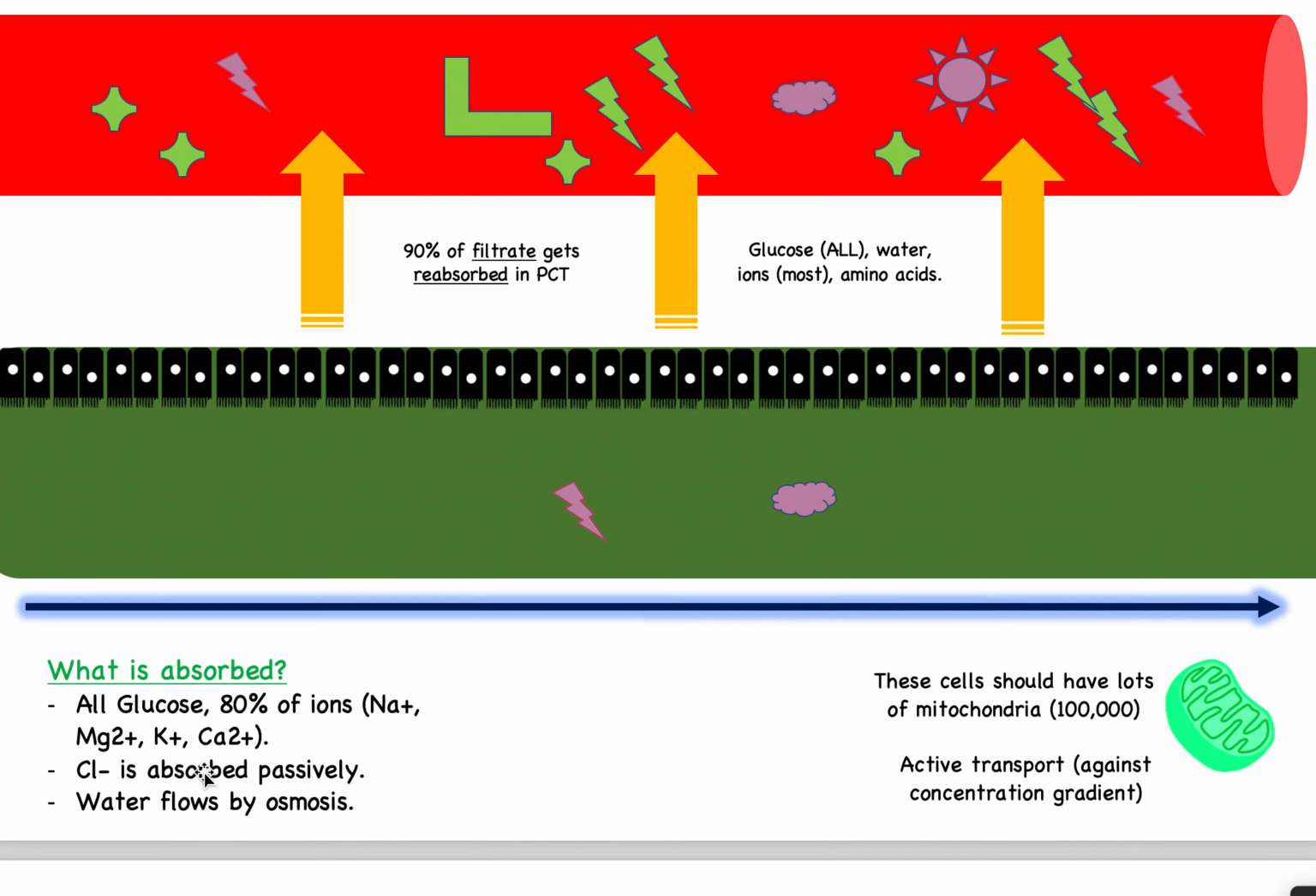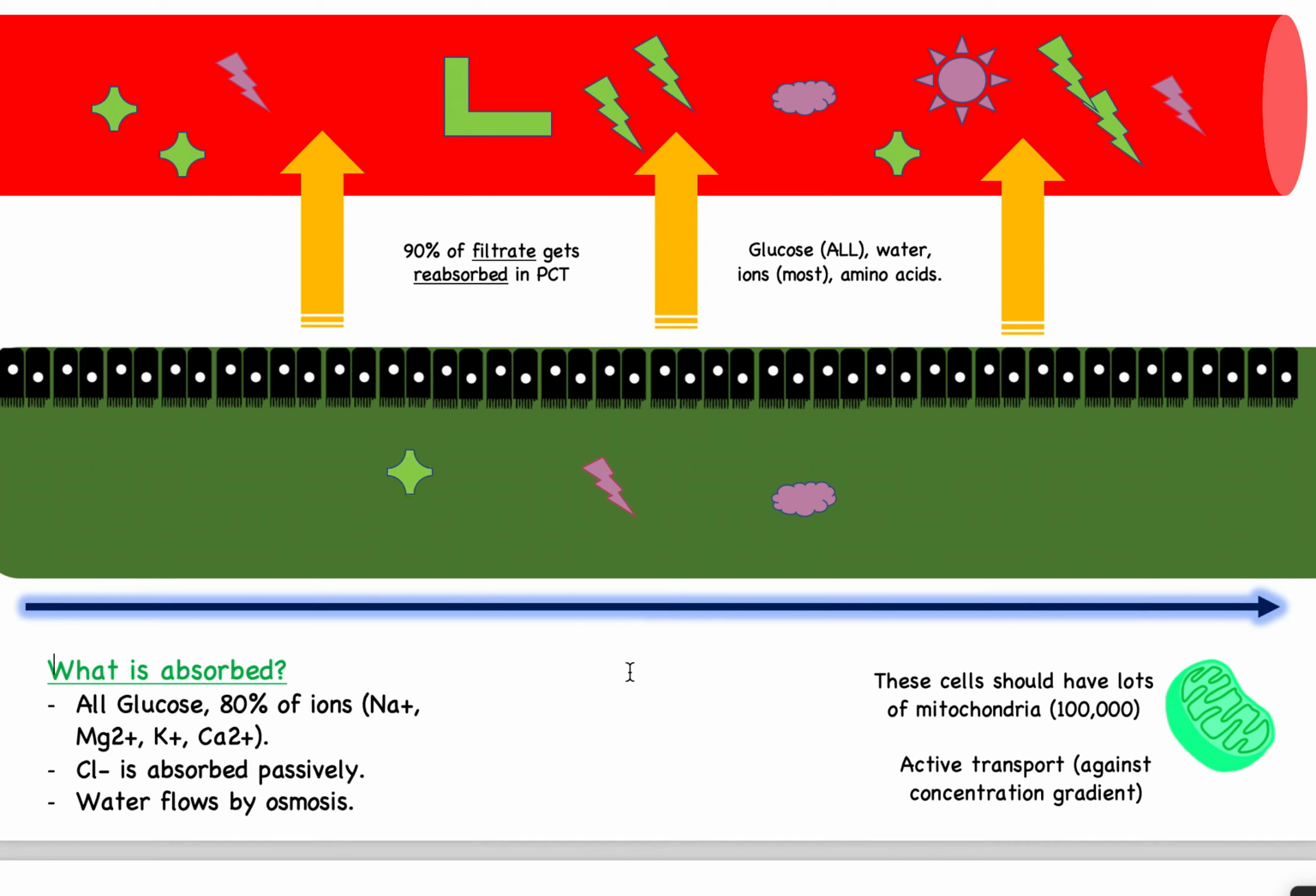Now remember, I said only one thing is not absorbed actively, and that is chloride ions. So pretend this is a chloride ion. It's not, but let's pretend this is a chloride ion. It will be absorbed passively. This means no energy is required, and it can just diffuse into the cell, no energy, and into the blood, no energy. Okay? So everything except chloride ions are absorbed actively.